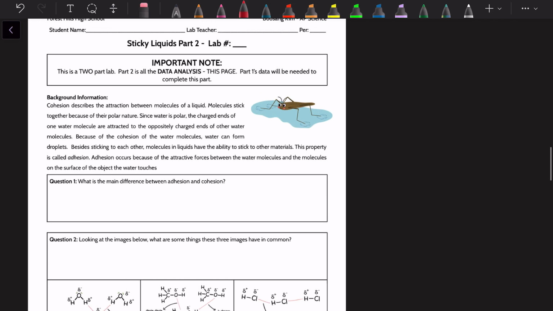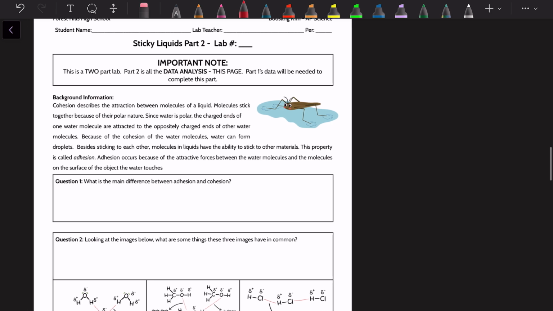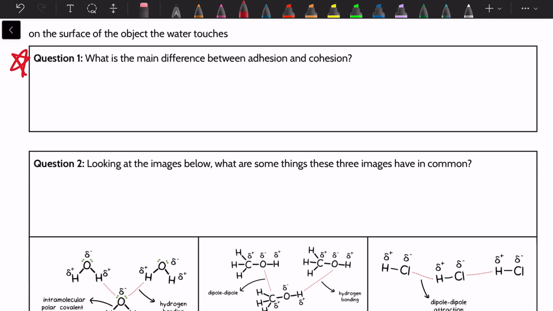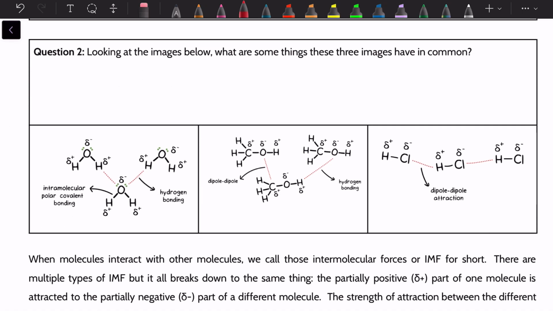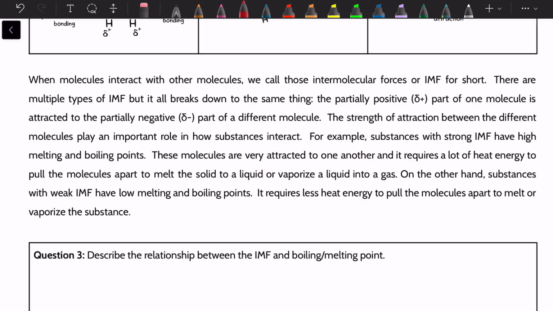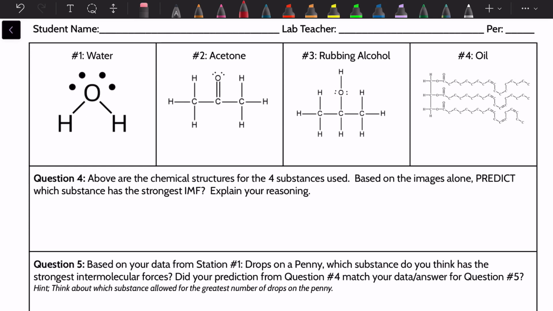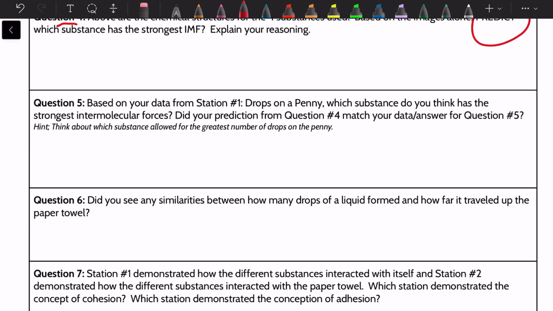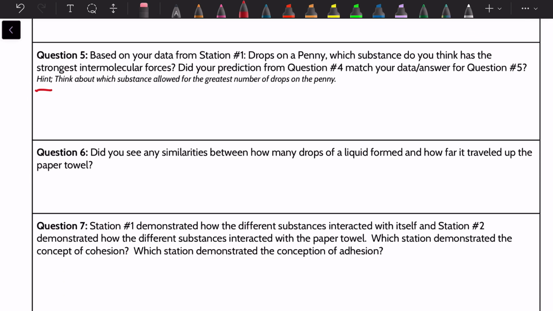Front question talks about intermolecular forces, and you have some pictures. So, super important question, difference between adhesion and cohesion. Question 2, you're looking at what similarities these pictures have in common. Question 3 is based directly on this paragraph. As you flip on to the back, question number 4, although it may sound confusing, it is a prediction. So there's no right or wrong answer as long as you're able to support whatever you are saying. Number 5, again, has a hint. So think to help you figure out what the question is asking.